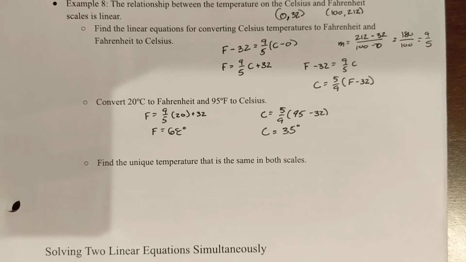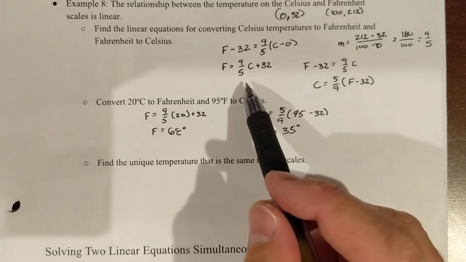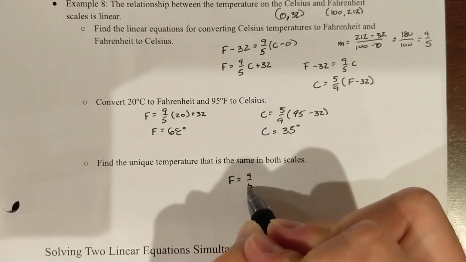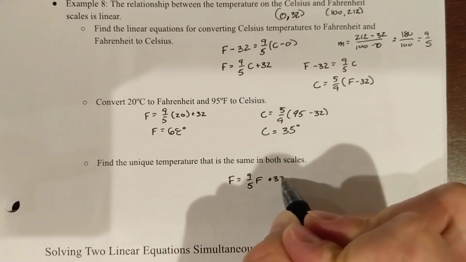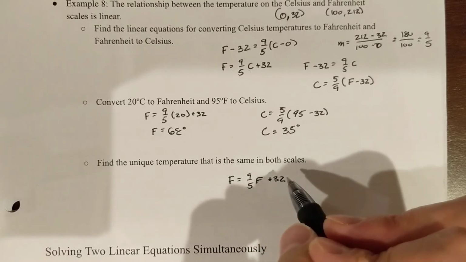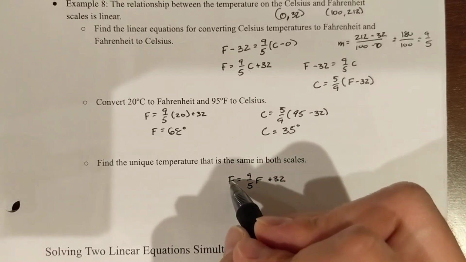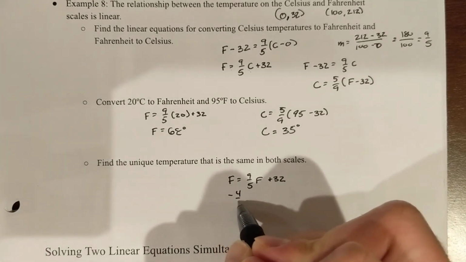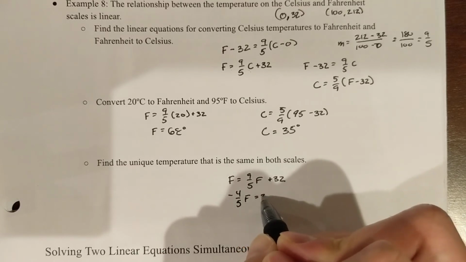That's the same in both scales. Oh, whoops. Yeah, I forgot. You just switch the variable. So f is equal to 9/5 f plus 32. And then solve that for f. So if I subtract this across, 1 minus 9/5. Sorry, it took me a while to remember how to do that one. So that's negative 4/5 f is equal to 32.